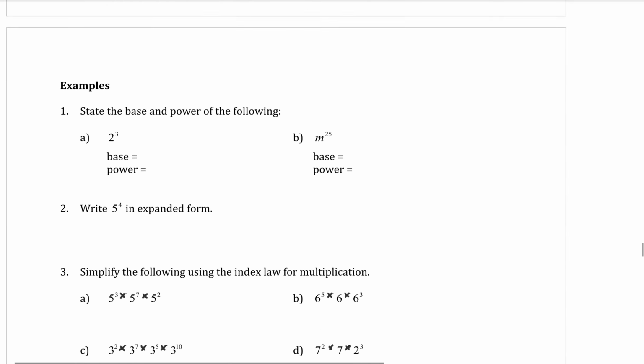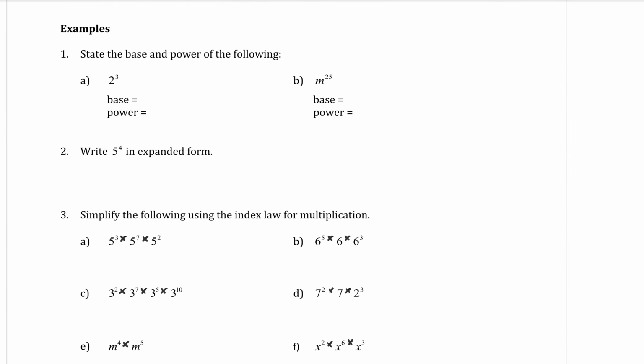So here's our examples. Example number 1, state the base and the power of the following. You don't have to solve anything. You just have to tell me what is the base and what is the power. The base is the big number at the bottom. So for the first one, it's the 2. The power is the little one up the top, which is the 3. There can obviously be letters in there. We are doing algebra after all. So in the second one, m is the base, and the power, the little number on the top, is the 25.